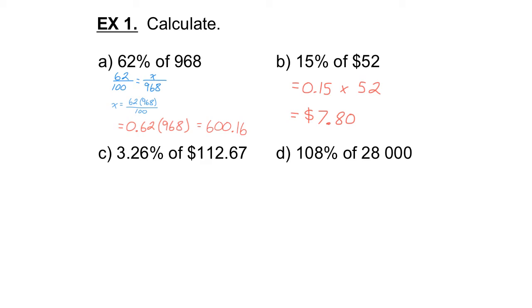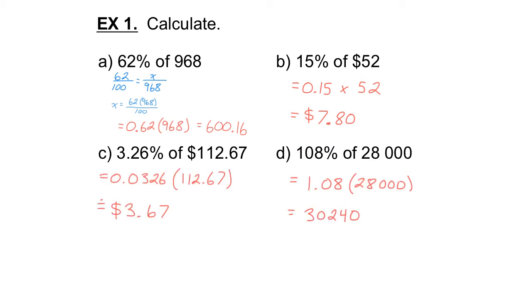Okay, so here we've got 3.26% of $112.67. So how much money is that? Try it. Then try this one. See what you get. Okay, 3.26% is 0.0326. A lot of people will write 0.326, but that would be 32.6%. So make sure you include that leading zero. Okay, then multiply, you get approximately $3.67. Did you remember the dot above the equal sign? Did you round it properly? It's not $3.66.